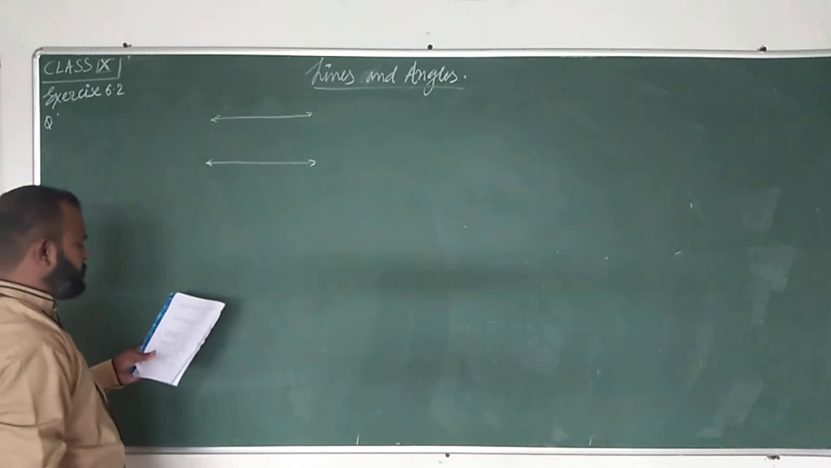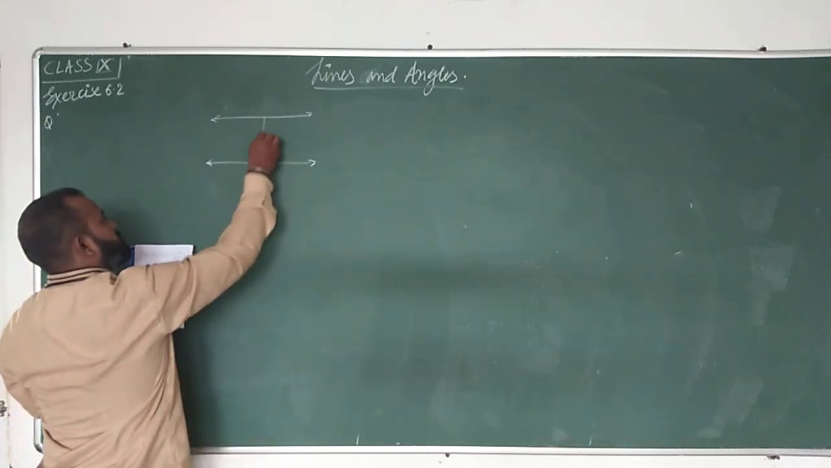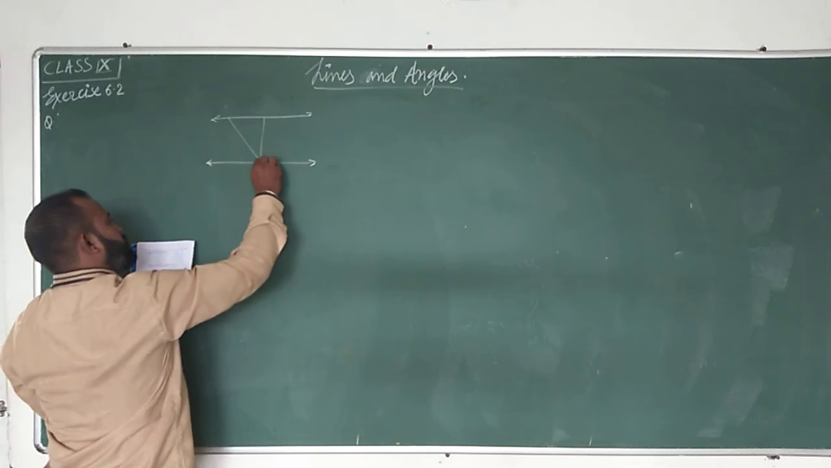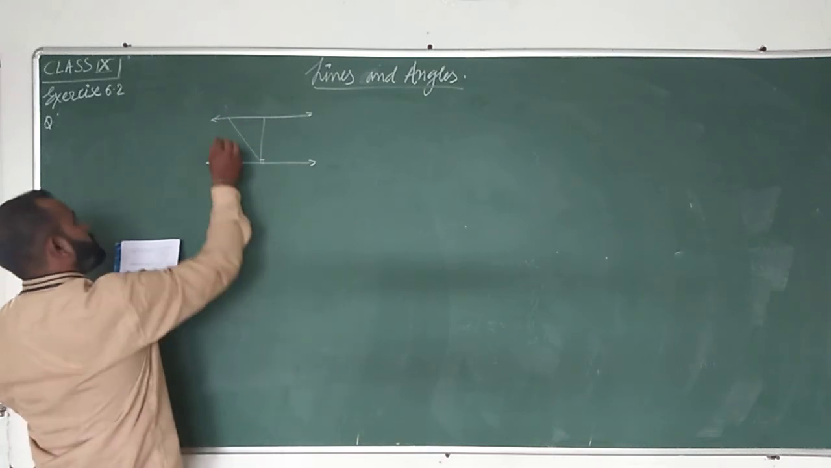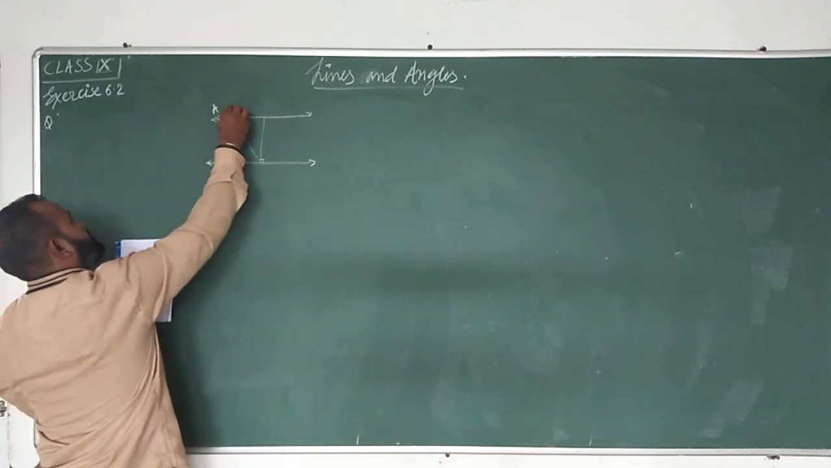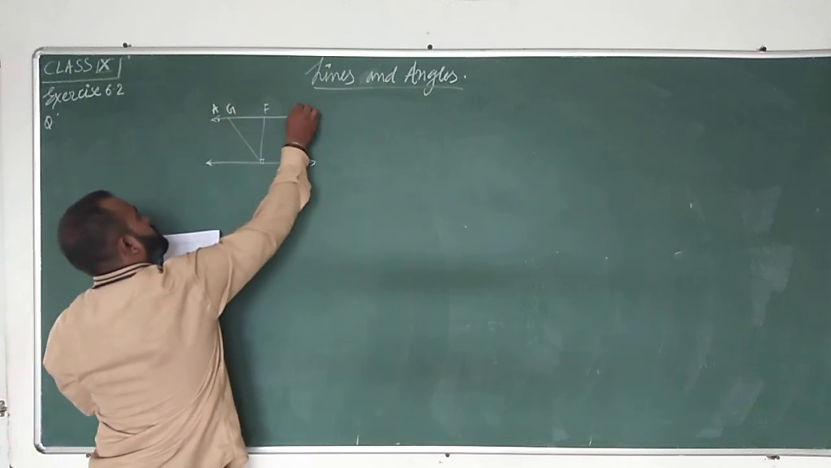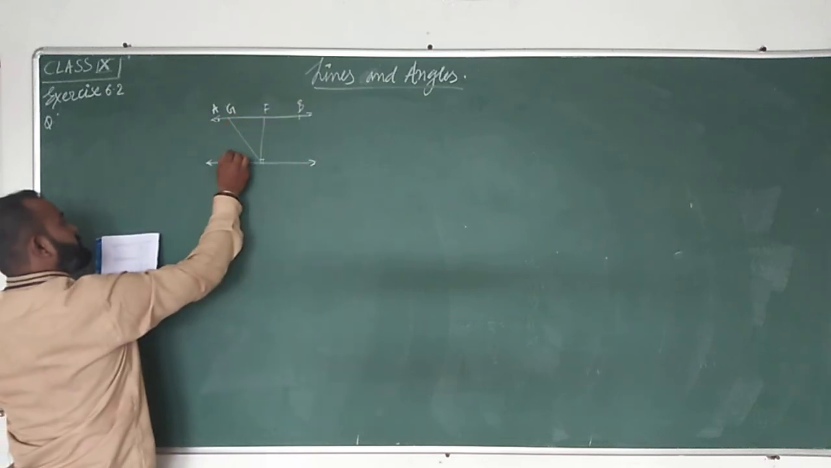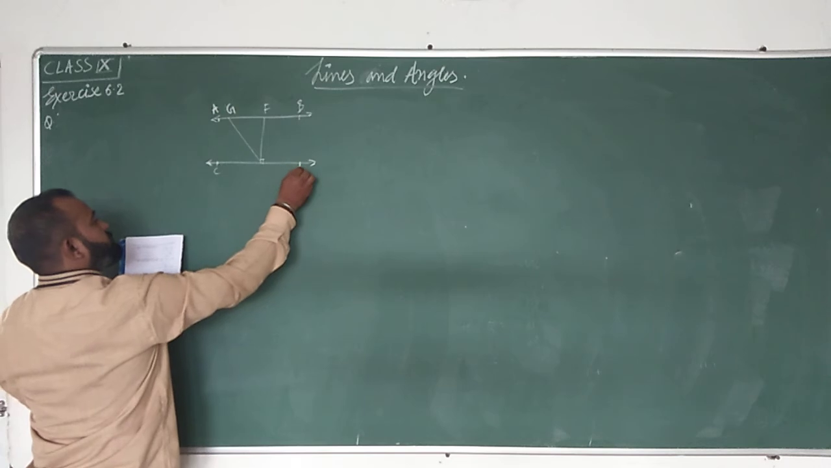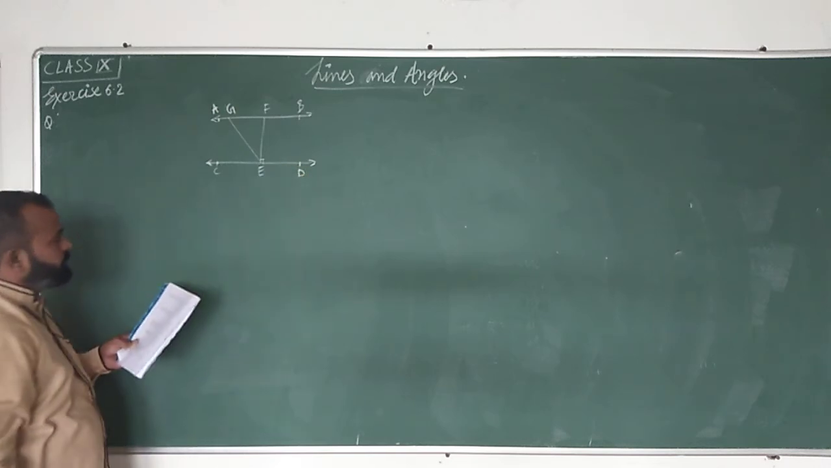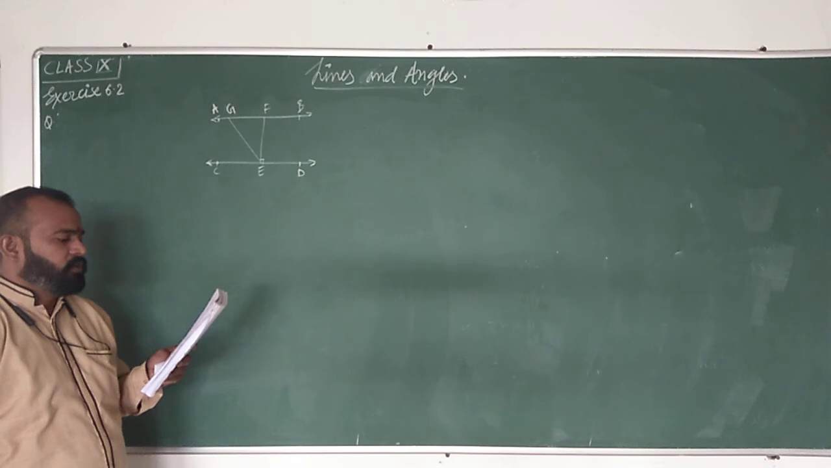Such type of figure is given to us. I think this is perpendicular, and again this one line is given to us. Here A, this one is G, F, B, C, D, E. Okay, this one is given to us. What is told to us?